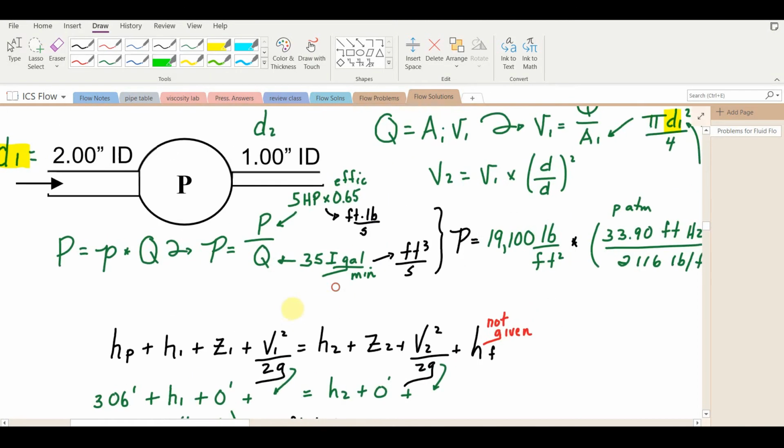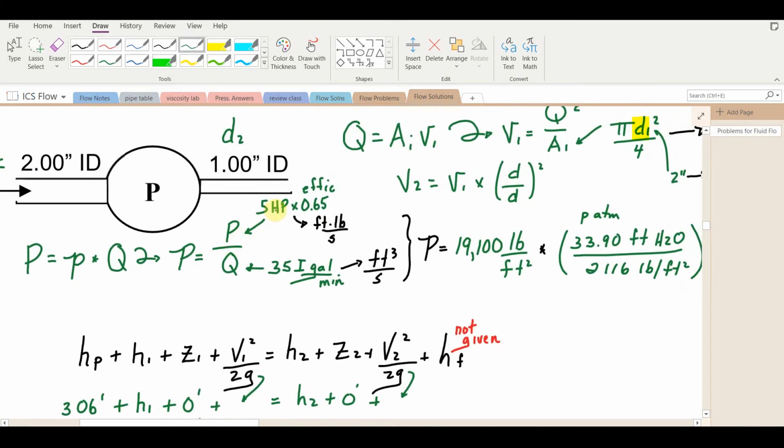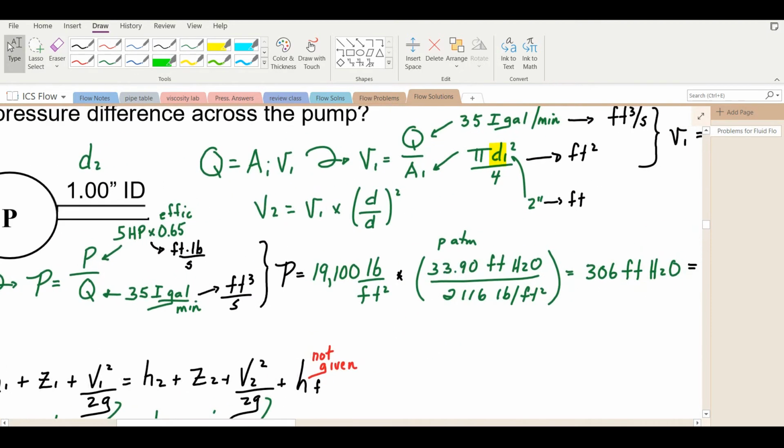Now we're told the power is 5 horsepower, but that's what it's consuming. Remember, it's only 65% efficient in what it produces. So multiply 5 horsepower times 0.65, and then convert that to units of foot-pounds per second. The flow rate is given as 35 imperial gallons per minute. Convert that to cubic feet per second. And when you do that, we'll get units of pounds per square feet. And the answer you see at this point is 19,100 pounds per square foot.